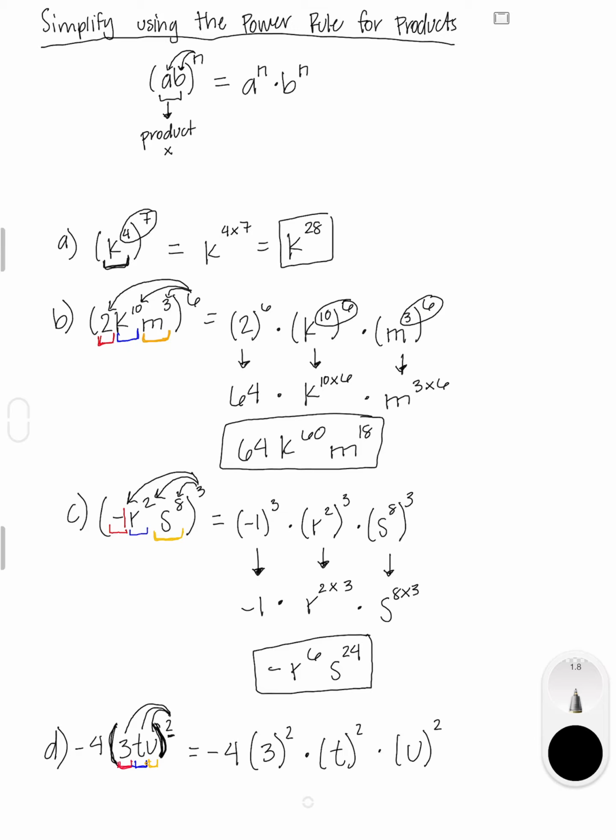And this will become negative 4 times 9 times t to the second power, and then times u to the second power, which is going to be negative 36 t squared u squared. So notice how here I just multiply the negative 4 times the 9. And then we kept the two variables with their second power.